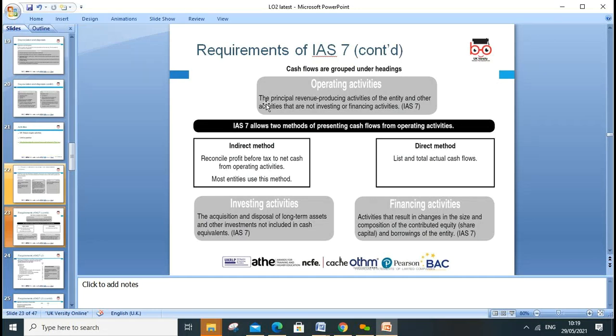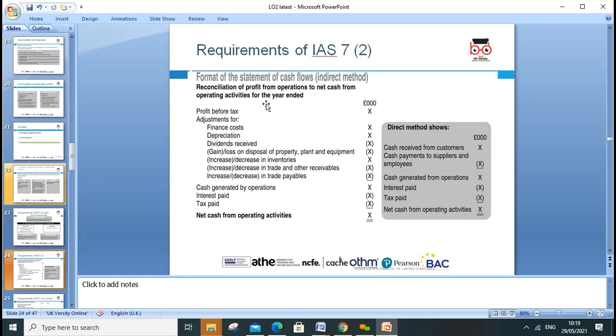Okay, so the indirect method reconciles the profit before tax to the net cash from operating activity, and most entities use this method. Direct method lists the actual cash flow. Then investing activities and financing activities. We have where we can recognize the cash. So this is the cash flow pro forma.